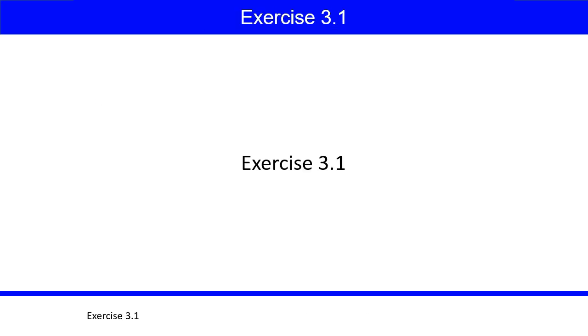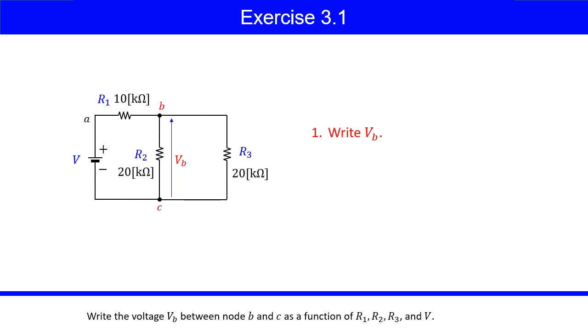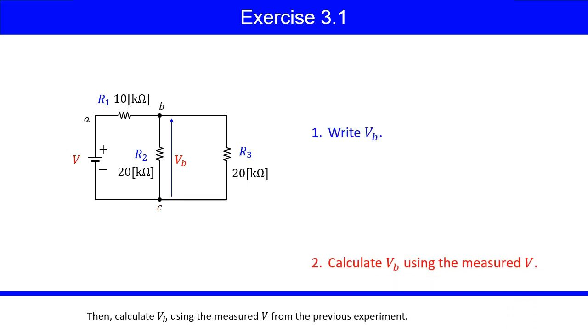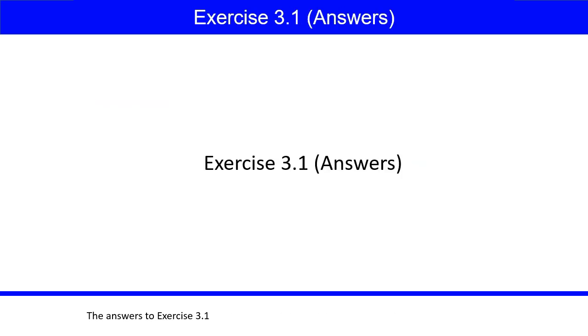Exercise 3.1. Write the voltage VB between node B and C as a function of R1, 2, 3, and V. Then, calculate VB using the measured V from the previous experiment. The answers to exercise 3.1.